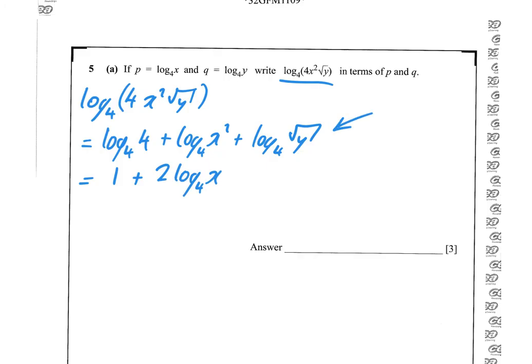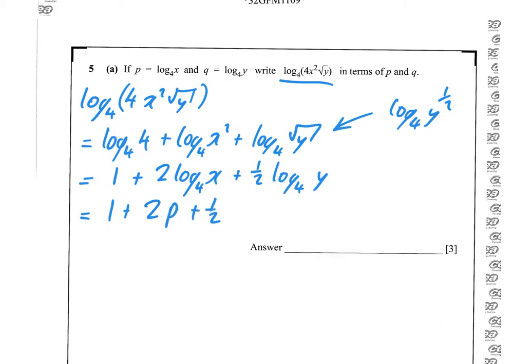And this really is log to the base 4 of y to the power of a half. So that half can then come out the front, and that's a half times log to the base 4 of y. And then I think that's us ready to put it back in terms of p and q. You have 1 plus log to the base 4, remember, is p, so that's 1 plus 2p, plus a half times log to the base 4 of y is q, and that is your answer.